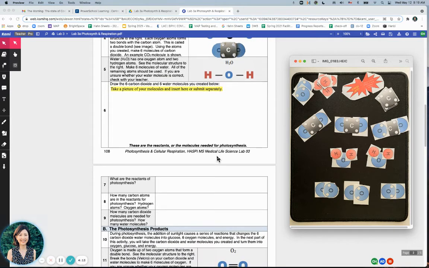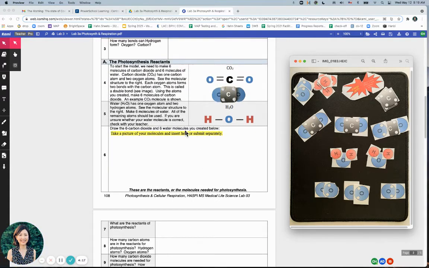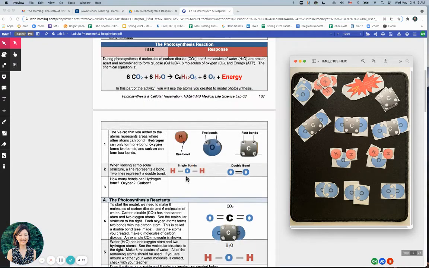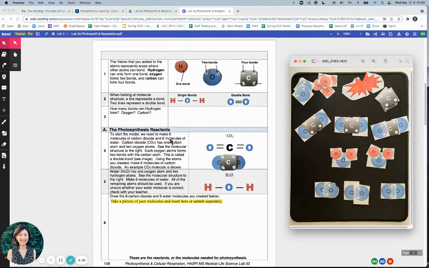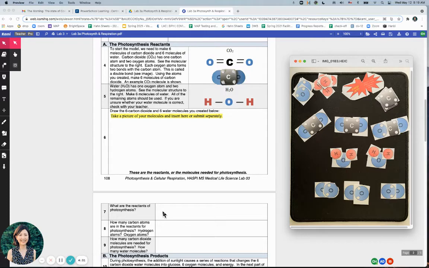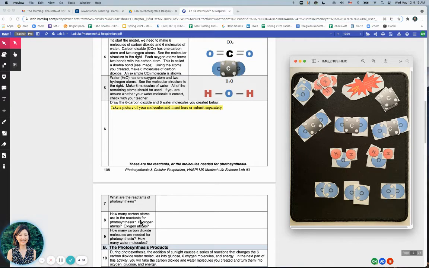Okay, and then the question is, what are the reactants of photosynthesis? Well, it's already telling you these are the reactants. But if you're not sure, you can also go back and look here. These are the reactants, carbon dioxide and water, 6 of them. So then it's asking you, how many carbon atoms are in the reactants, how many hydrogen, and how many oxygen? Well, you're going to have 6 of these, okay?